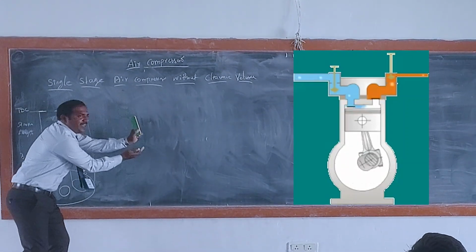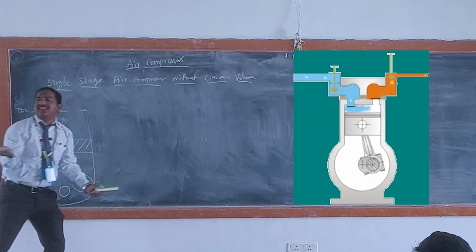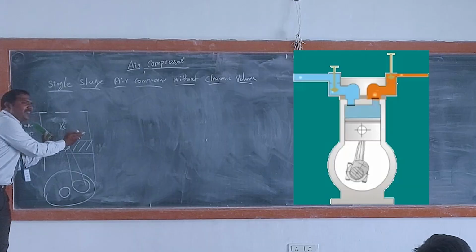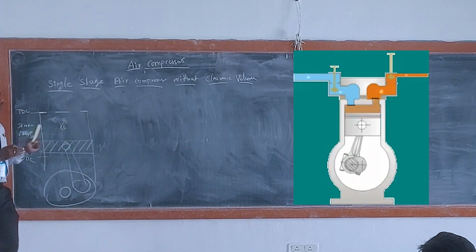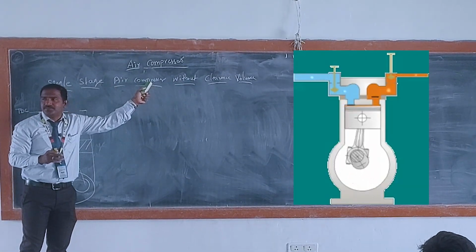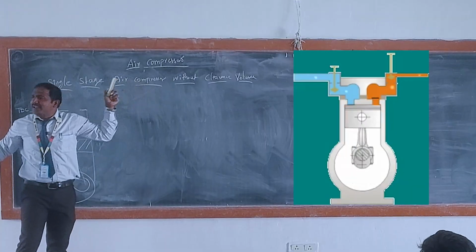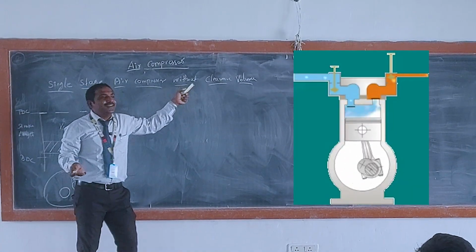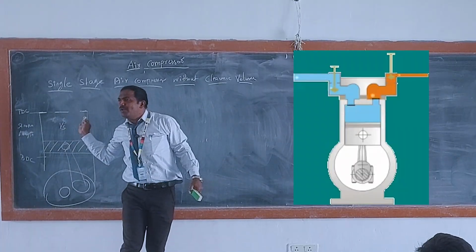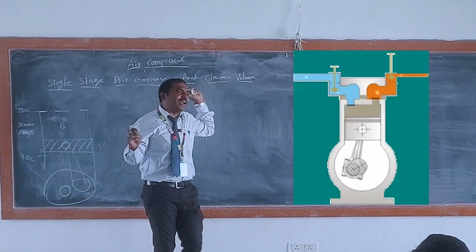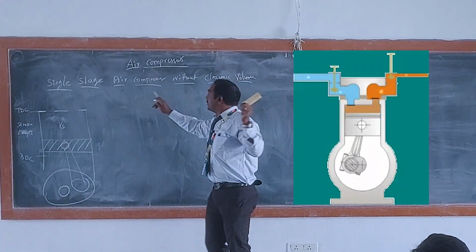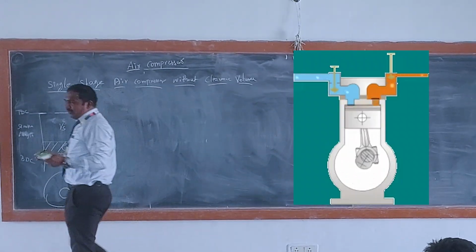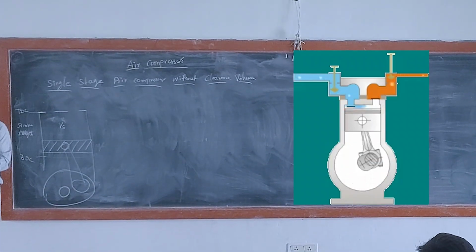If I have one more cylinder here, then it becomes multi-cylinder, two stage. Since I have only one cylinder, it is single stage. Why air compressor? Here we compress air. So it's an air compressor without clearance volume. Do we have clearance volume? No. Have you understood the heading? Single stage air compressor without clearance volume.